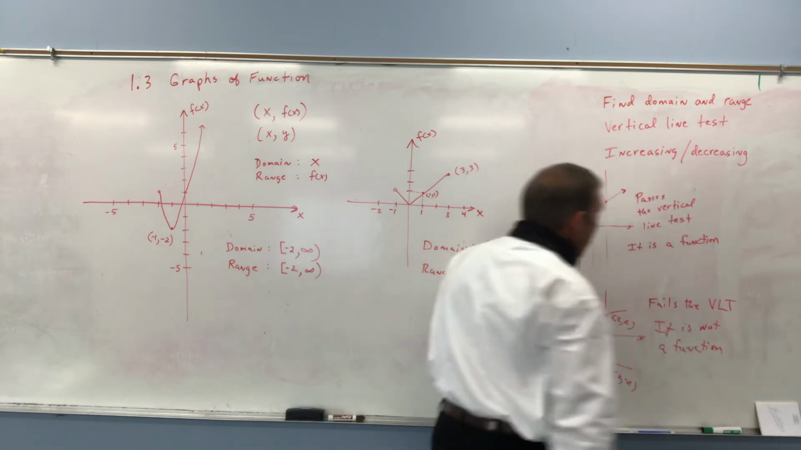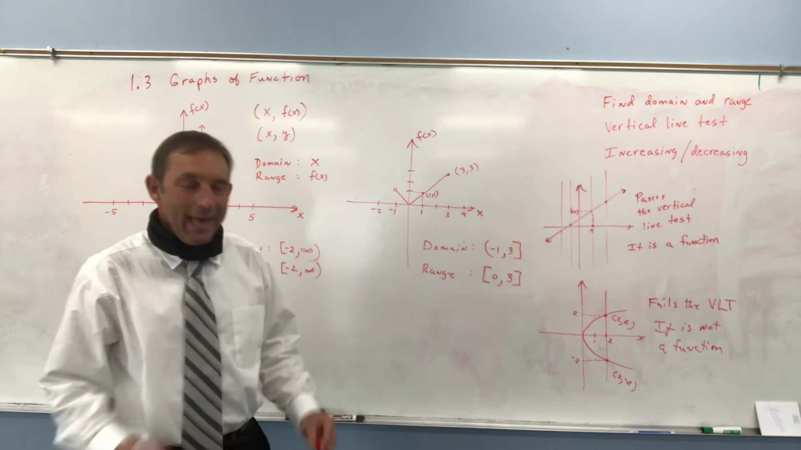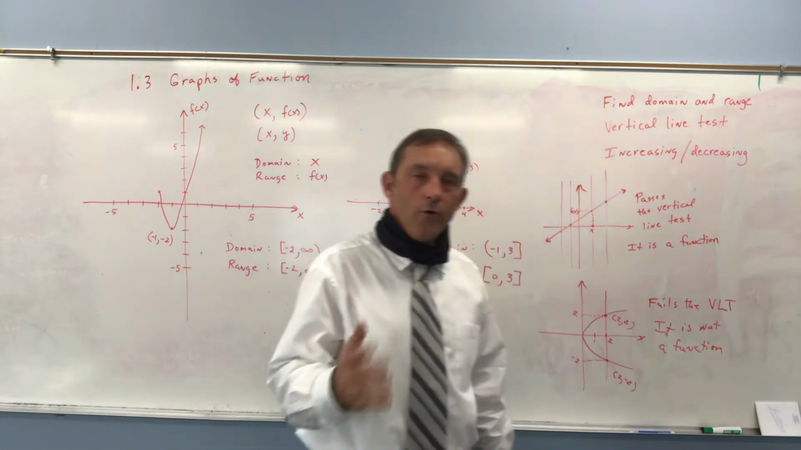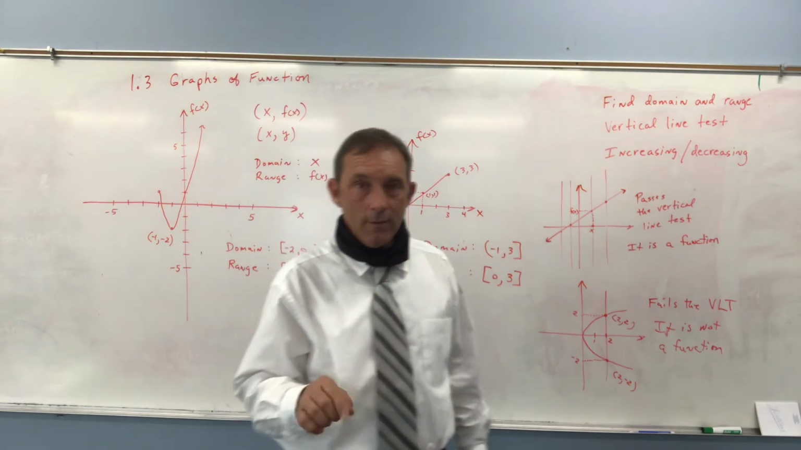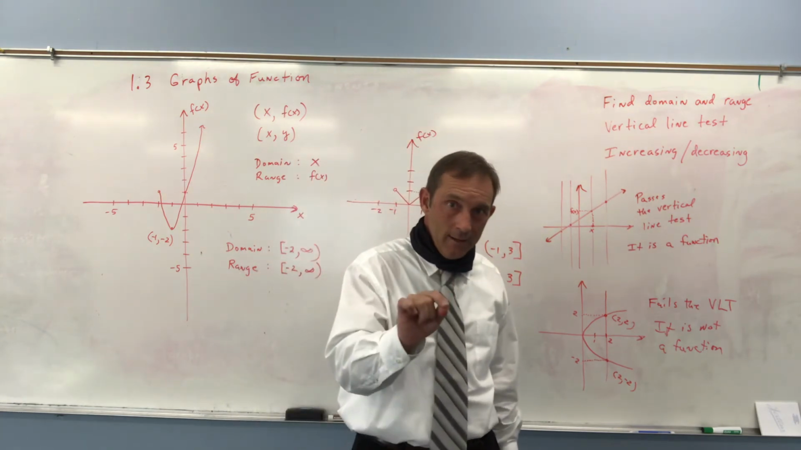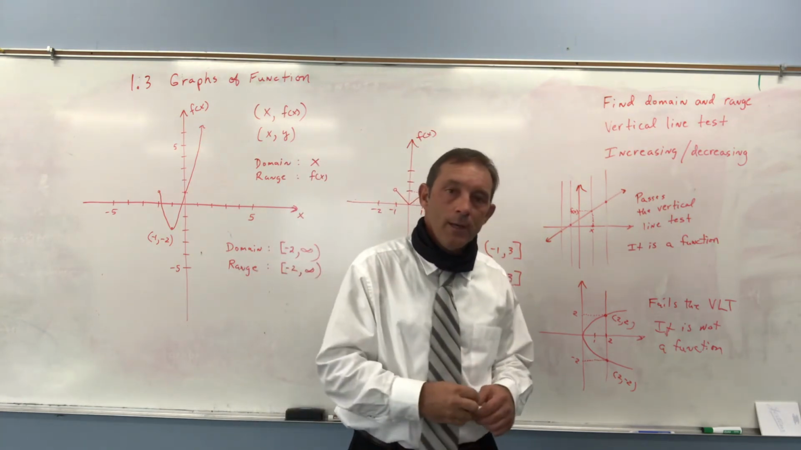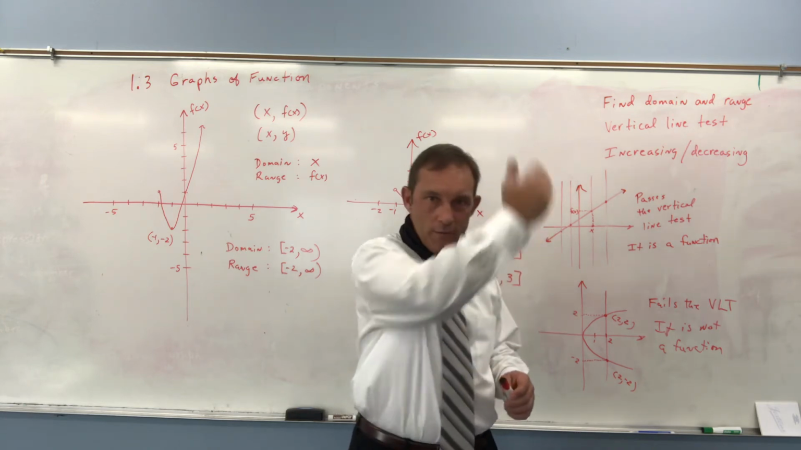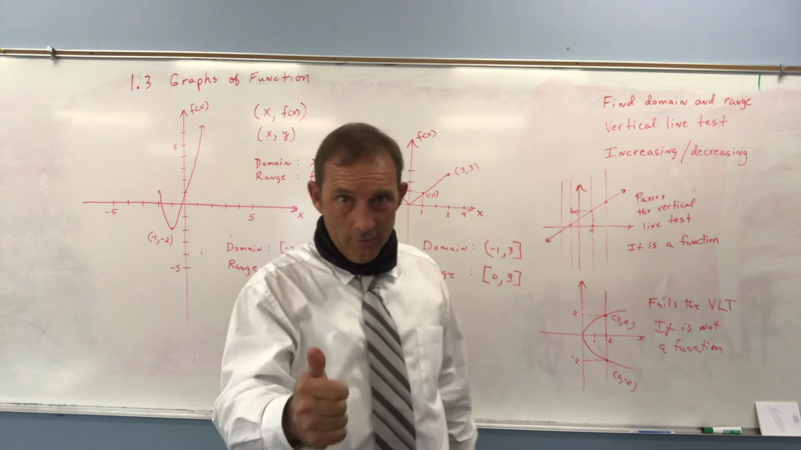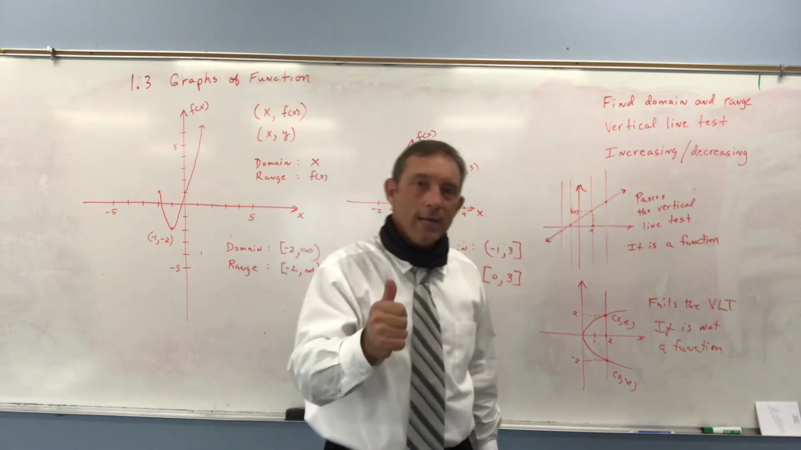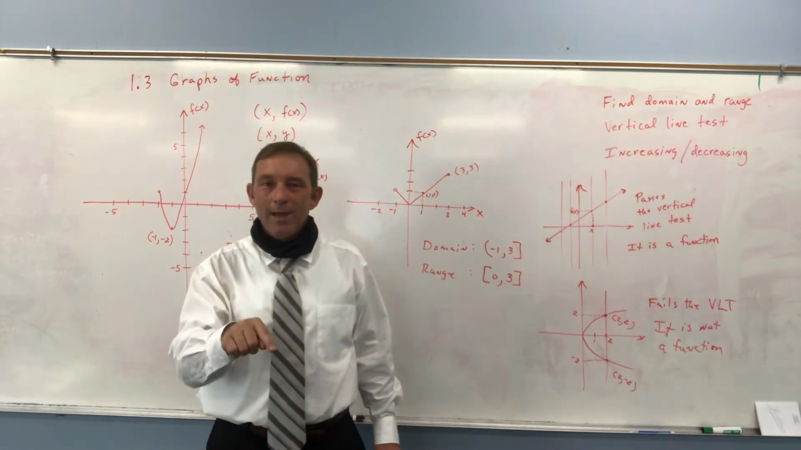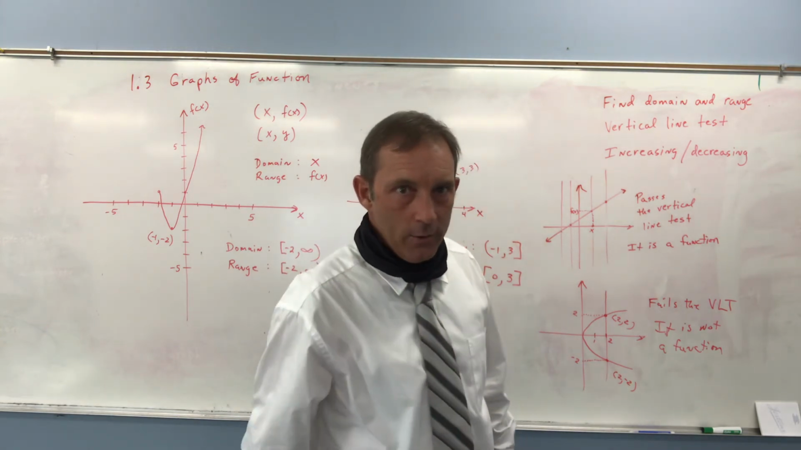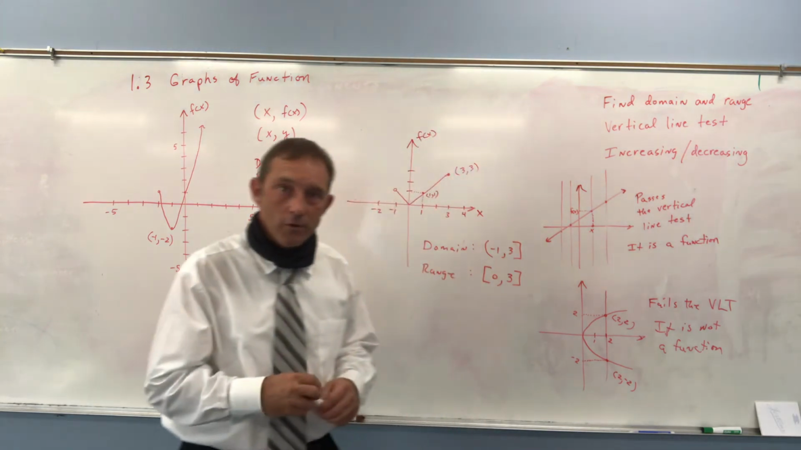So that's what we mean by the vertical line test. Can a vertical line hit the graph in more than one place? If it can, it's not a function. But if a vertical line can only hit the graph in one place, no matter where you put that vertical line, then it is a function, and it's demonstrating that every x value, every domain value is paired with exactly one range value, and that's the definition of a function.